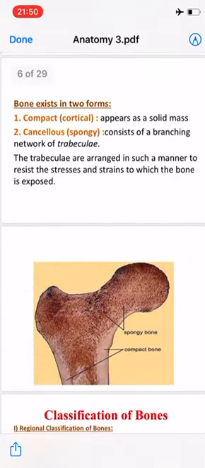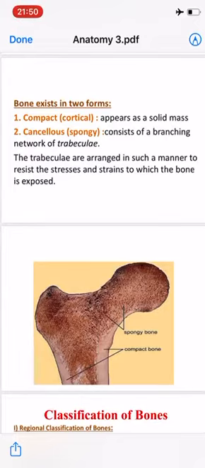Bone exists in two forms. We have two types or two shapes of the bones. We have compact cortical bone, which appears as solid mass.